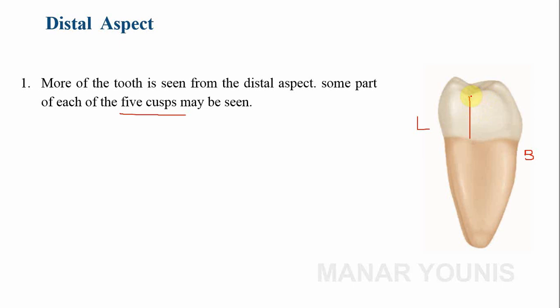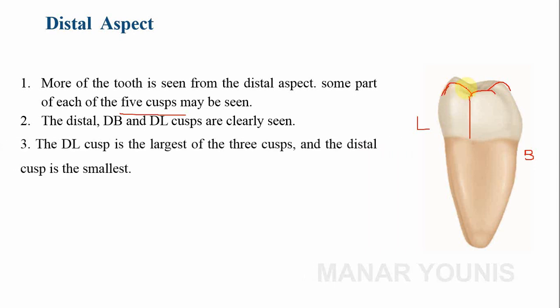In the foreground, we can see 3 cusps. First, the distal cusp, which is the smallest, the distobuccal cusp, and the distolingual, which is the largest of the three. So the distolingual cusp, which is the largest, can be seen, then the distobuccal cusp, and the smallest distal cusp.